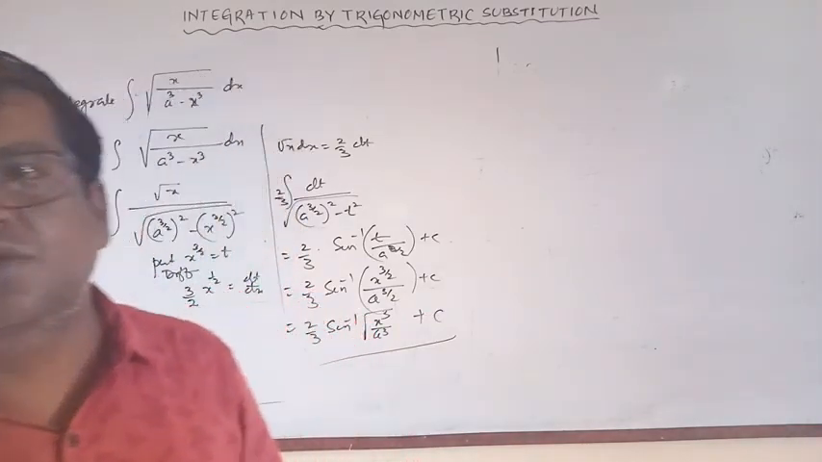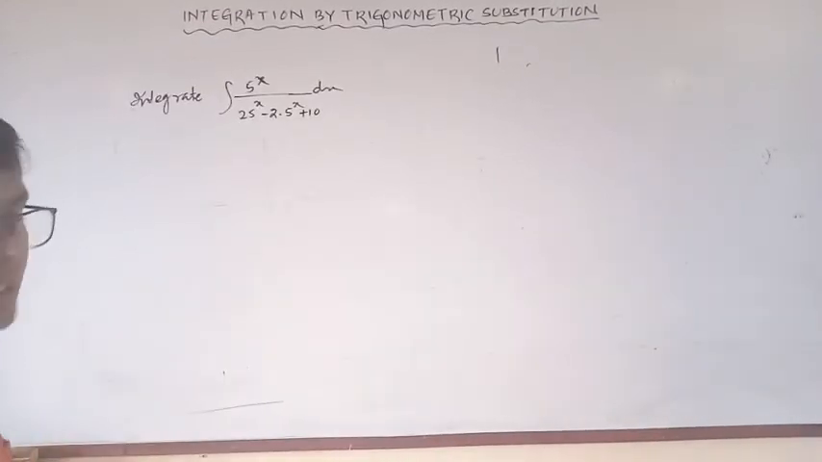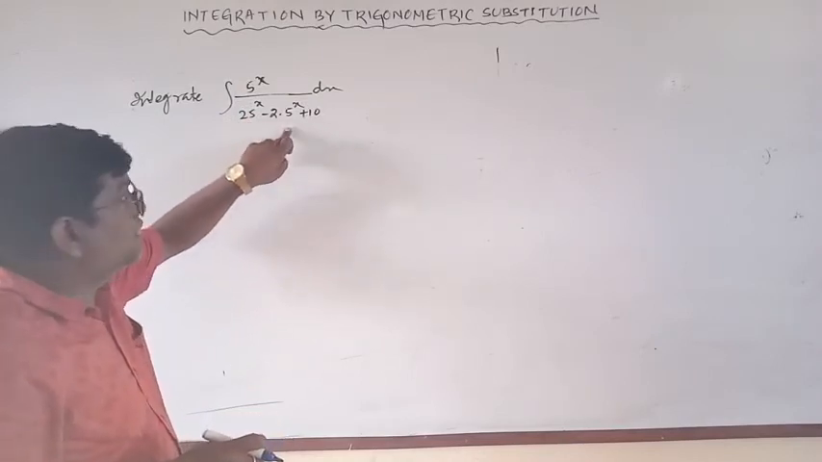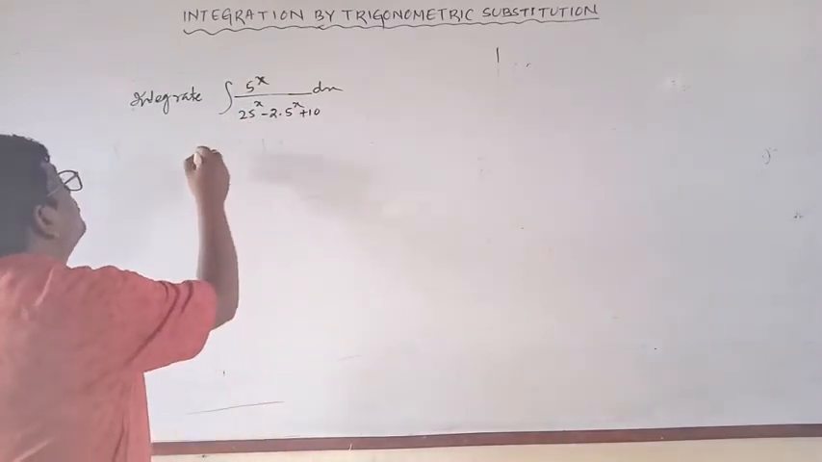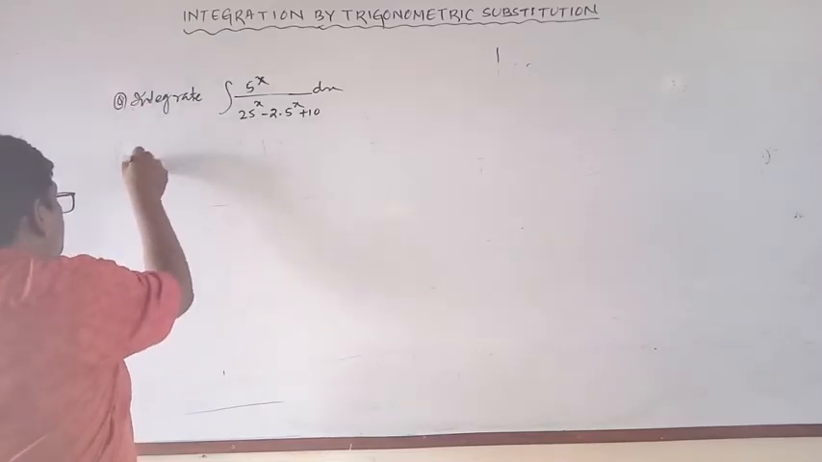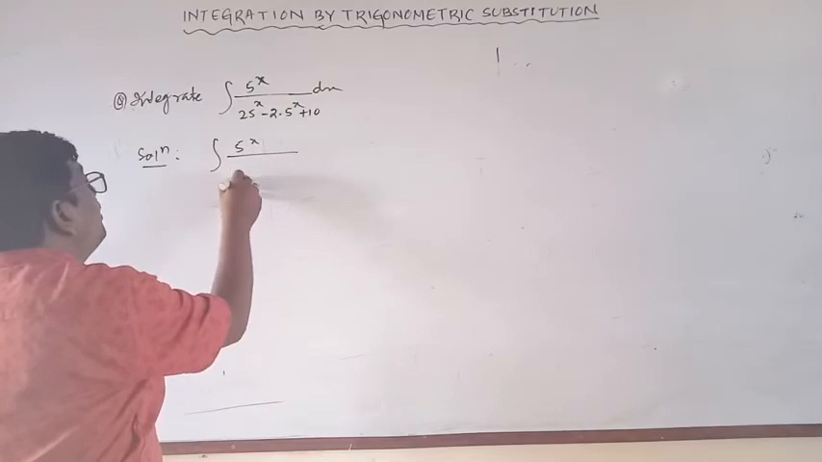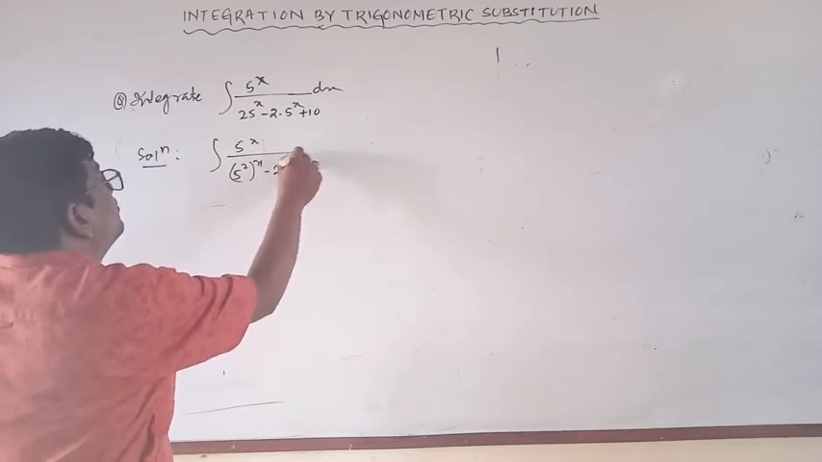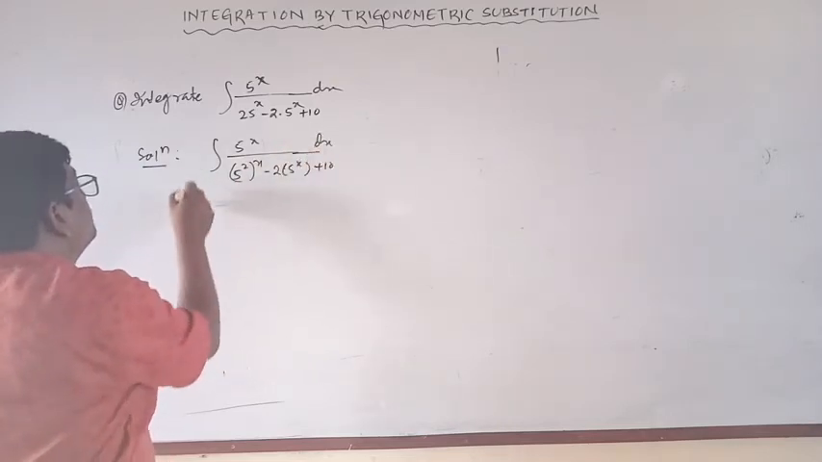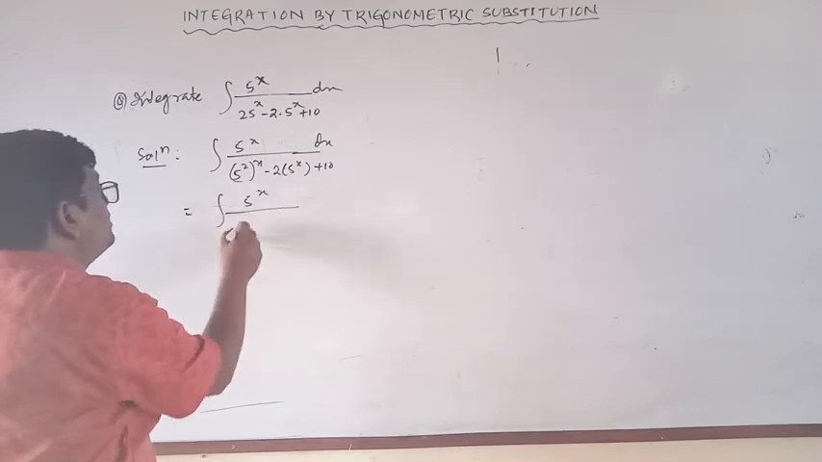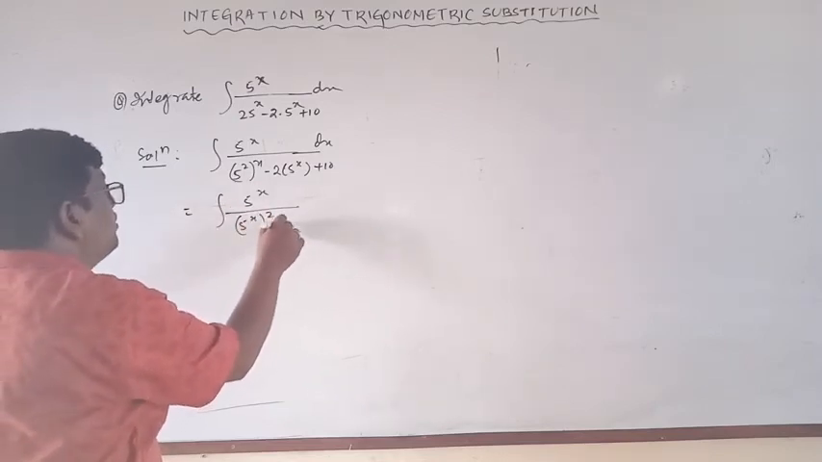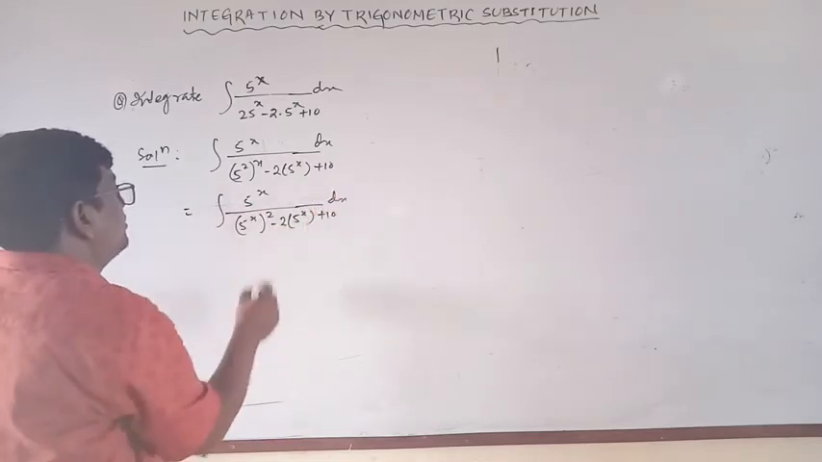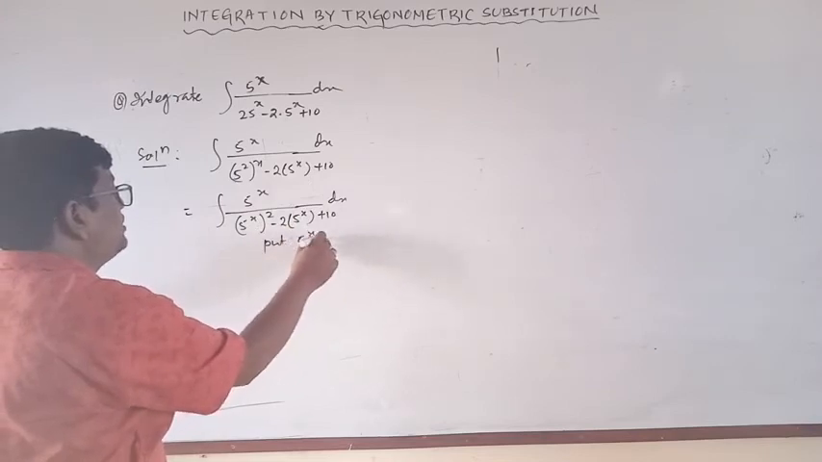Okay. Now another question. Integrate 5 to the x divided by 25 to the x minus 2 into 5 to the x plus 10, dx. So the solution is 5 to the x divided by 5 to the x whole squared minus 2 into 5 to the x plus 10, dx. Put 5 to the x equal to t.